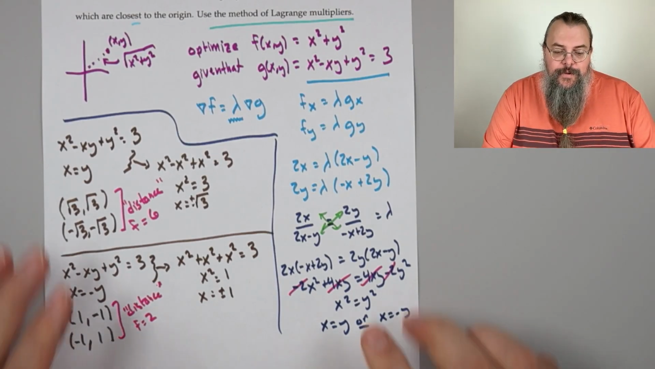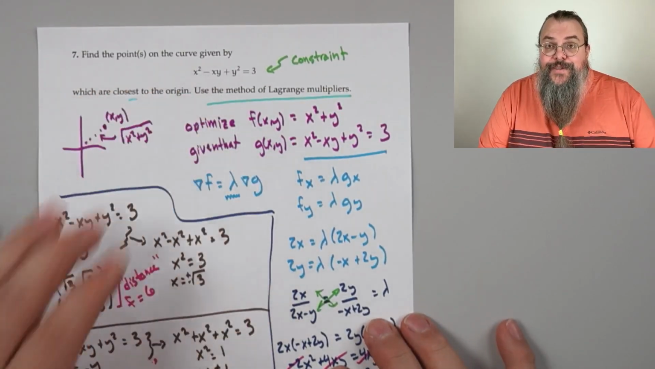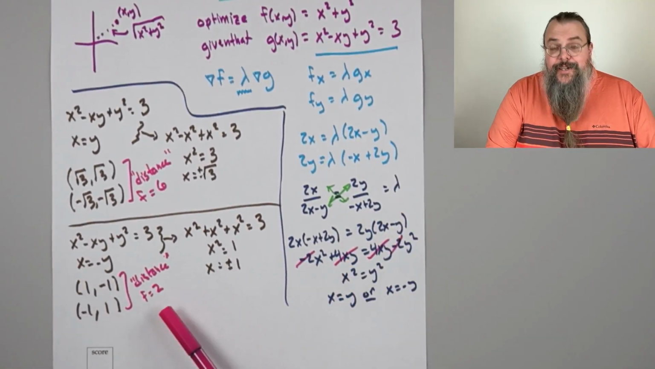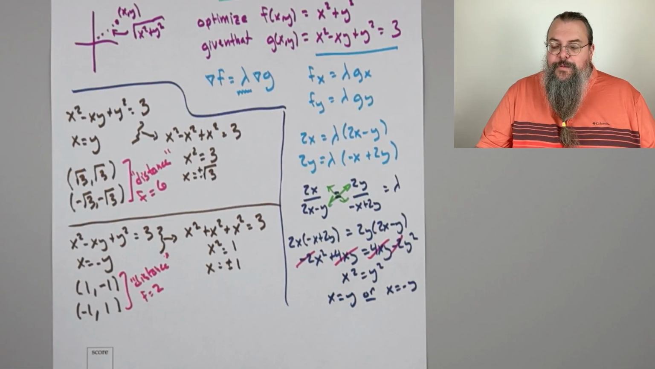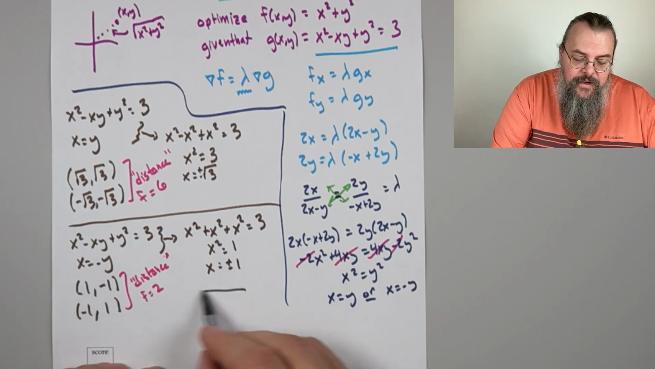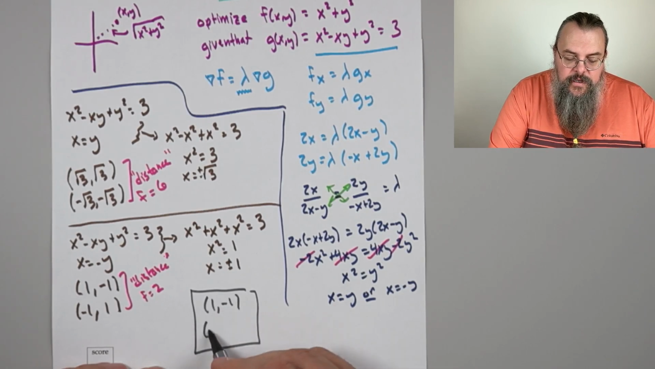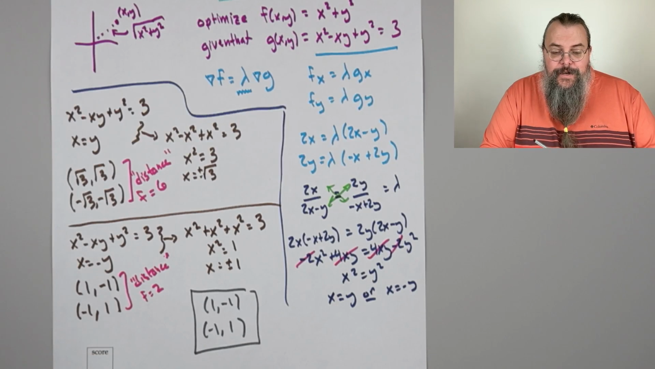Now, let's make sure we know what we're after. We were after the points, not the distance. So technically the distance is the square root of 2, not 2. But that's because we said, let's start by squaring. So our final answer is just those points: 1, negative 1, and negative 1, 1. And we got our answer.